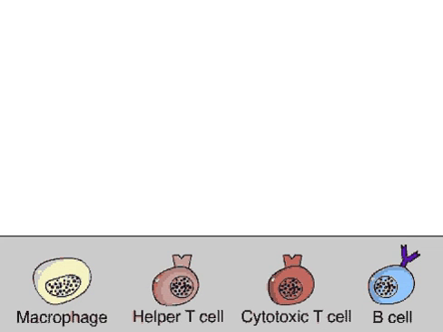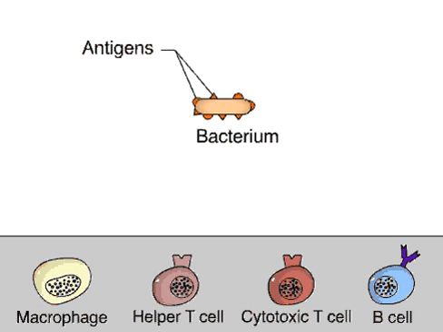Now let's look at how helper T cells aid cell-mediated immunity and humoral immunity. Imagine that bacteria have infected the body. Antigen molecules on their surfaces identify them as foreign.